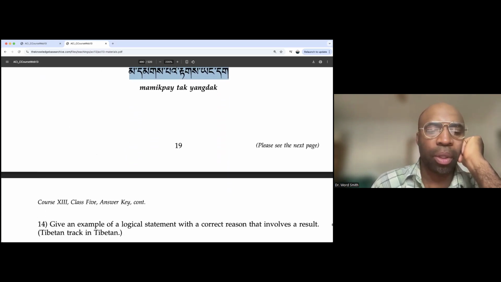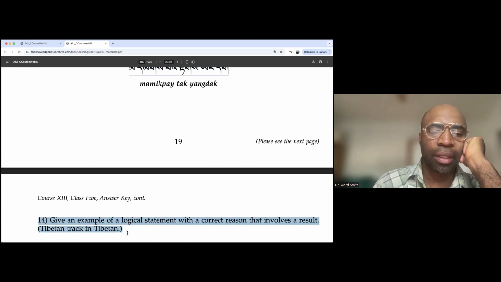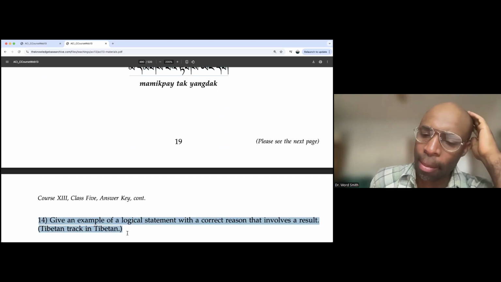All right, one more. Give an example of a logical statement with a correct reason that involves a result.